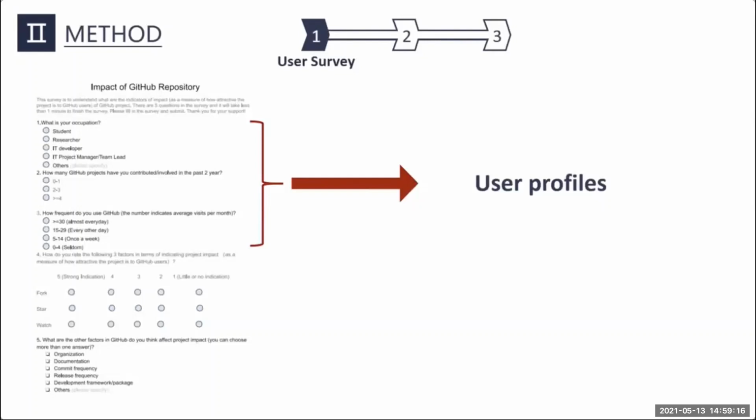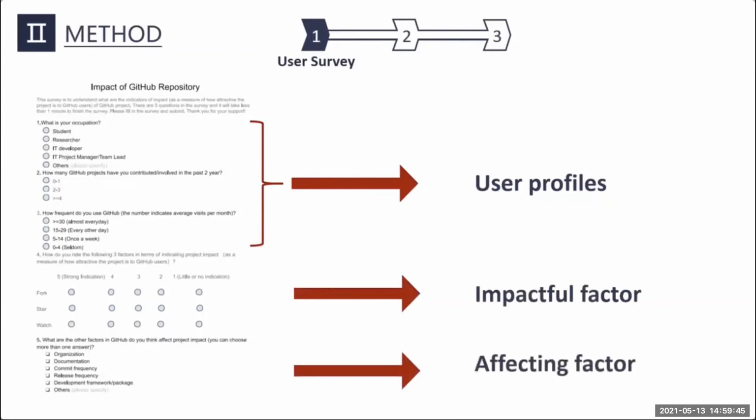We give some predefined answers like organization, documentation, commit frequency, release frequency, development framework, or packages used. And we also allow them to specify their own specific answers. And this is a multi-choice question, so participants can choose more than one answer they want.